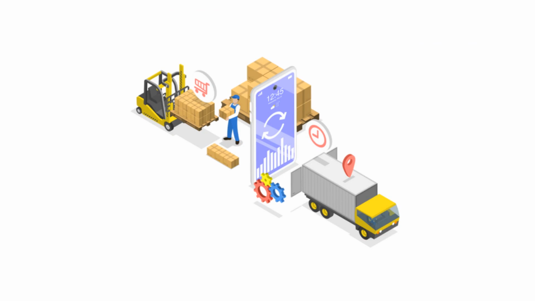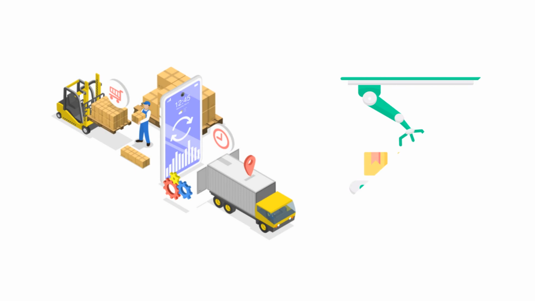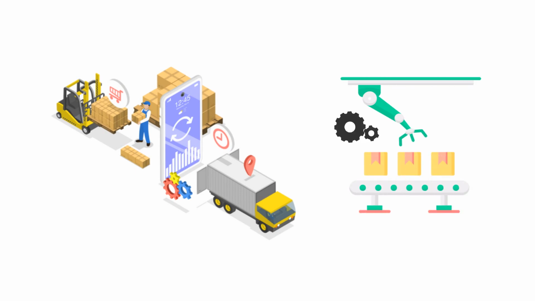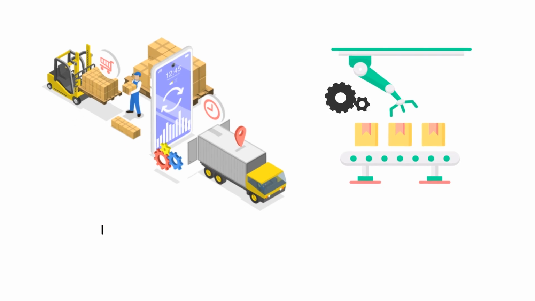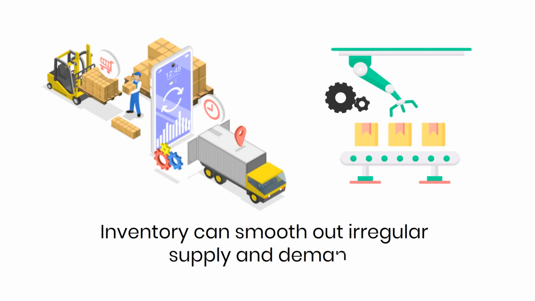Effective inventory control ensures that businesses can meet customer demand while minimizing the costs associated with holding and ordering inventory. One valid use of inventory is the decoupling function, which allows different parts of the production process to operate independently. Inventory also helps avoid shortages and stockouts, ensuring that products are available when needed. Additionally, inventory can smooth out irregular supply and demand, helping to maintain steady production and sales levels.